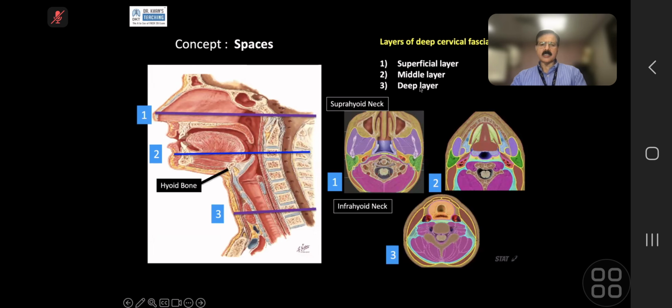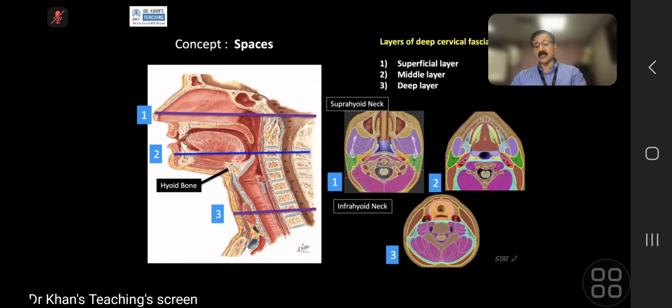Now, the main concept is that there are layers of deep cervical fascia. You don't have to remember the layers, but the basic concept is that because of that, there are spaces which have particular contents, particular extent. And as a head and neck radiologist, you have to understand this anatomy. The key thing in your head and neck cases is that you have to understand which space is the epicenter of the lesion.